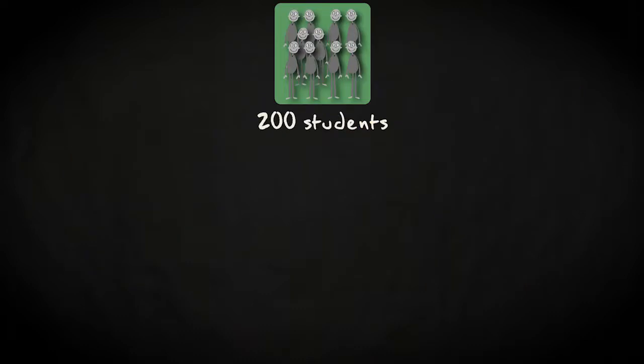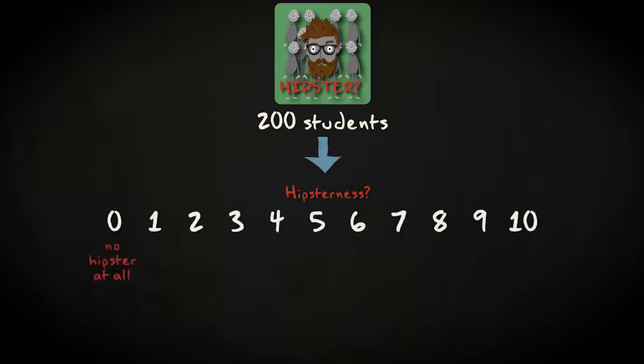Imagine you ask 200 respondents to what extent they see themselves as hipsters. They could indicate their self-perceived hipsterness on a scale from 0 to 10. 0 means that someone doesn't see him or herself as a hipster at all, and 10 indicates that a person fully identifies him or herself as a hipster. This is an ordinal variable measured on a scale of more than 10 categories. So we will treat this variable as if it were a quantitative one.